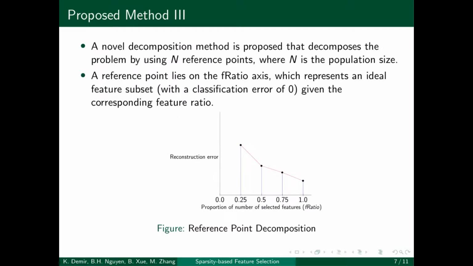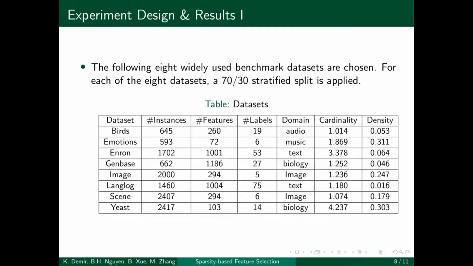In order to automatically determine the optimal number of selected features, a novel decomposition method is proposed that decomposes the problem while using n reference points, where n is the population size. A reference point lies on the F-ratio axis, which represents an ideal feature subset with a classification error of 0, given the corresponding feature ratio.